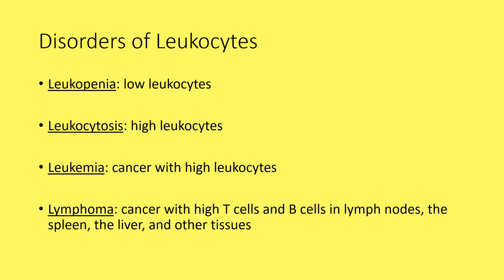There's different disorders associated with the leukocytes. Leukopenia is low numbers of leukocytes. Leukocytosis is high numbers. Leukemia is a type of cancer with high leukocytes. Lymphoma is a type of cancer where you have high T cells and B cells in the lymph nodes. They can also be in the spleen, the liver, or in other tissues.